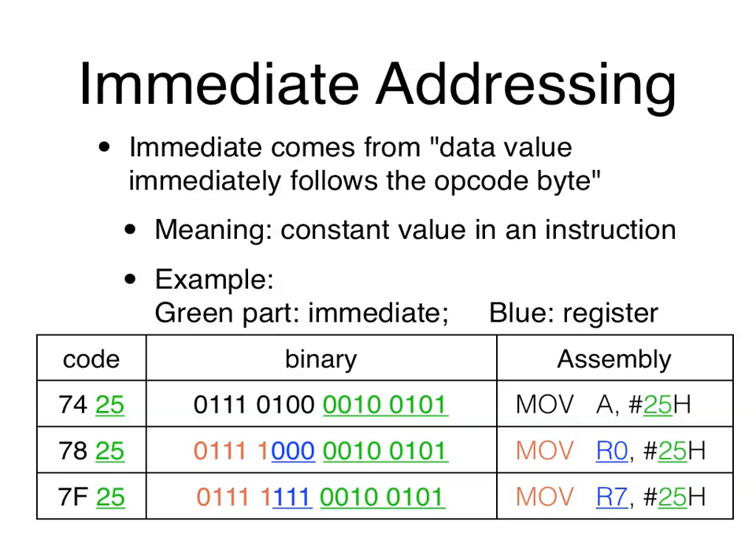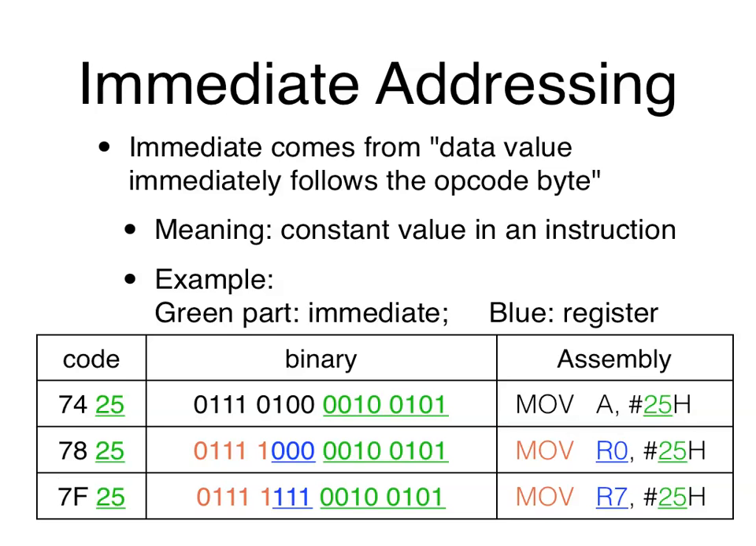Okay? So now in the first case, A is just hardwired in. In the second and third cases, the R0 or R7 are part of the last 3 bits of the first byte. And then the 25 is in the next byte. Right? So that's why it's called immediate addressing, because it follows immediately after your opcode part. Okay, so that's immediate addressing. Now, immediate addressing doesn't have to be a single byte.